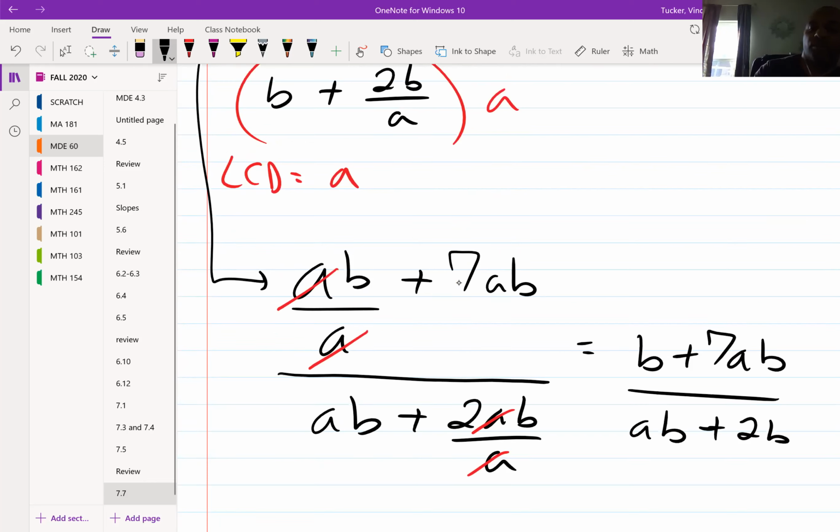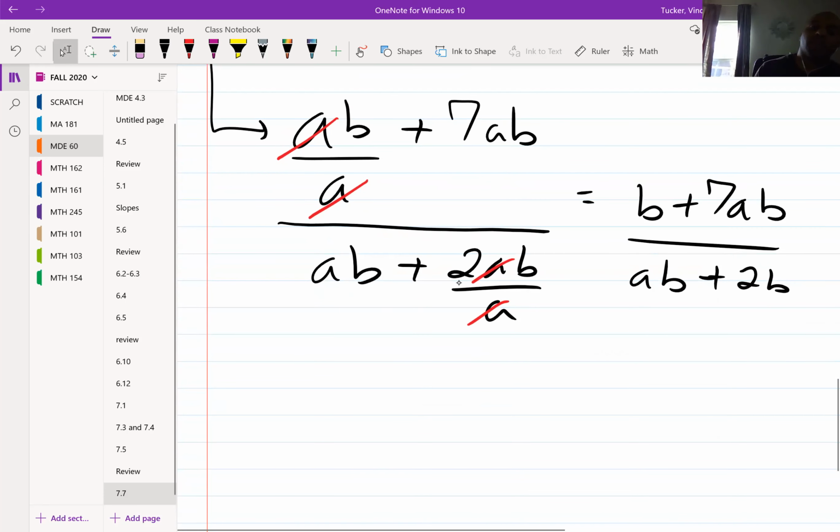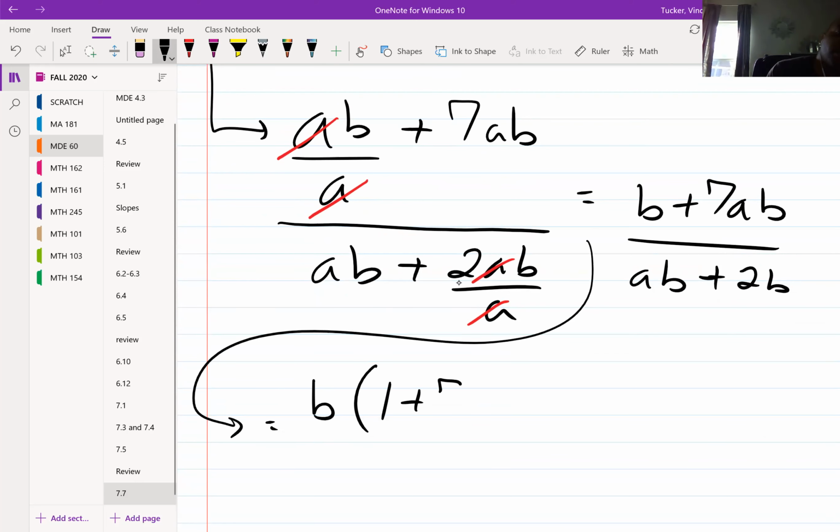Questions on what happened before we finish it off? Found the LCD, multiply each term by the LCD. What that does is allow our denominators to cancel out. Then I can finish this problem by now factoring out b from each term.